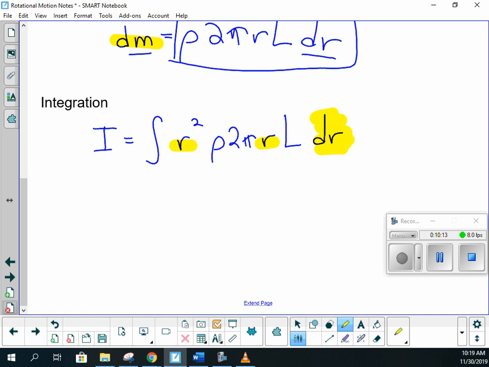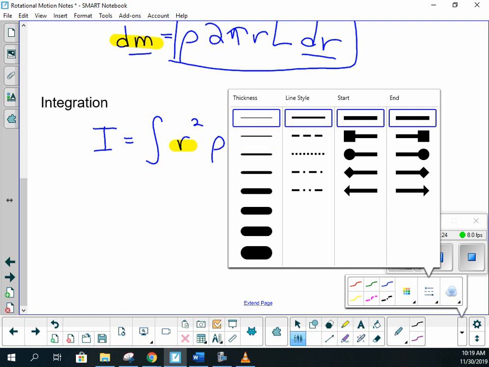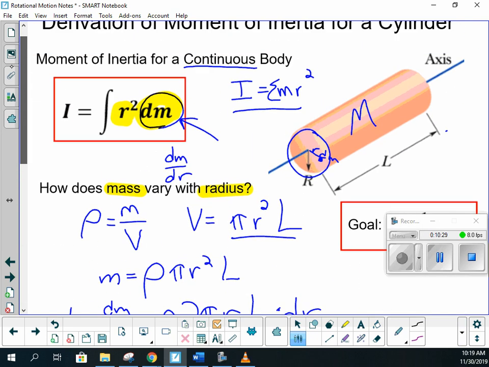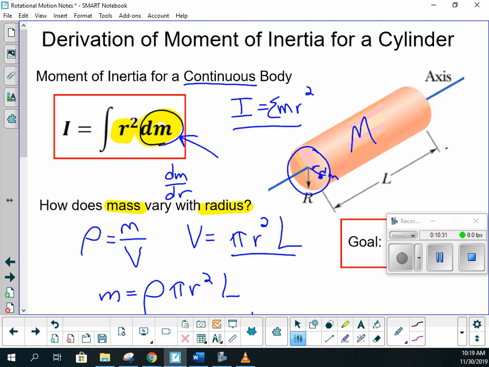The rest of this is we're going to just integrate. But we do have to state what our limits of integration are going to be. All right, so if we look back up at our picture for just a moment, you're going to notice that we need to go all the way from the inside here all the way to the outside of that radius.